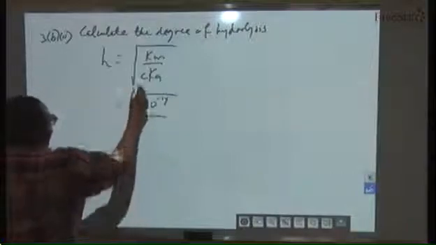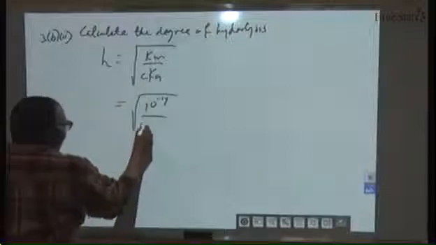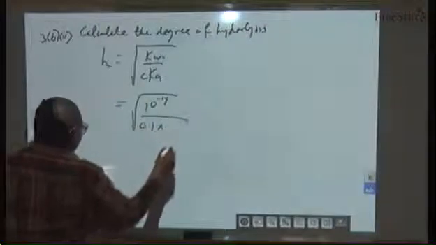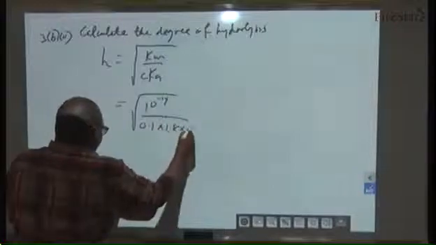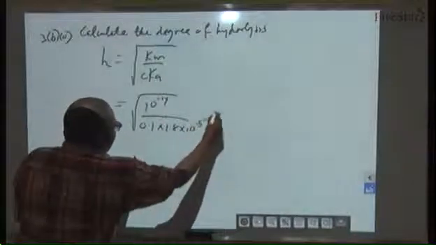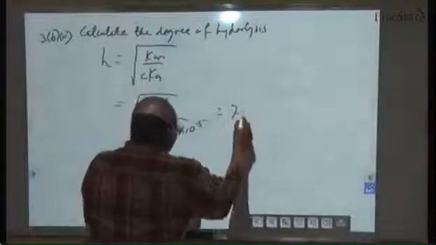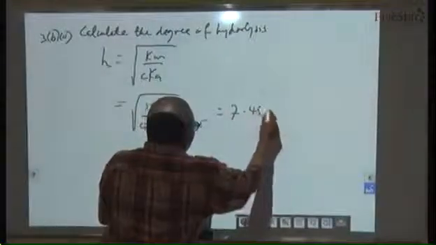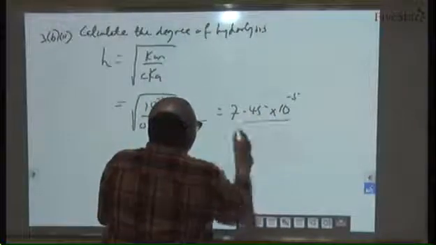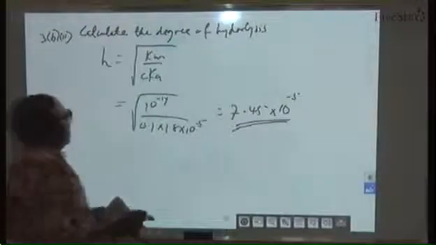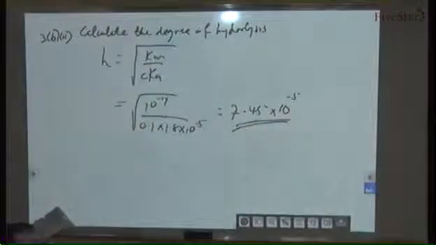over the concentration, which was 0.1, times Ka, which is 1.8 times 10 to the power minus 5. If you do the calculation properly, you get 7.45 times 10 to the power minus 5. So the degree of hydrolysis is that much.